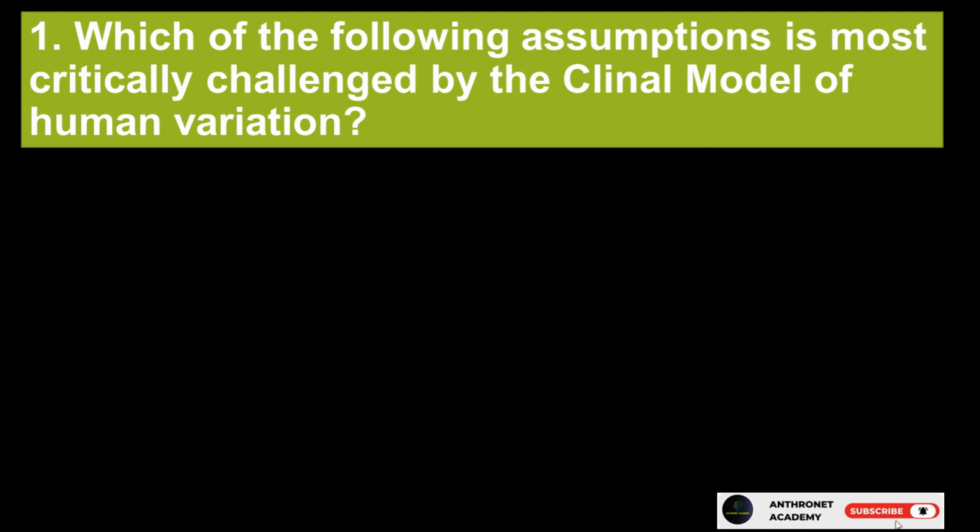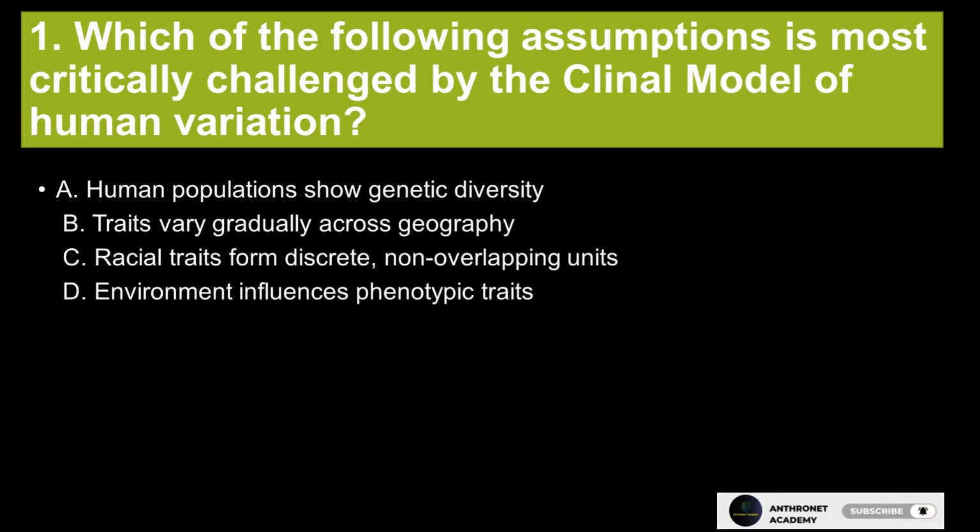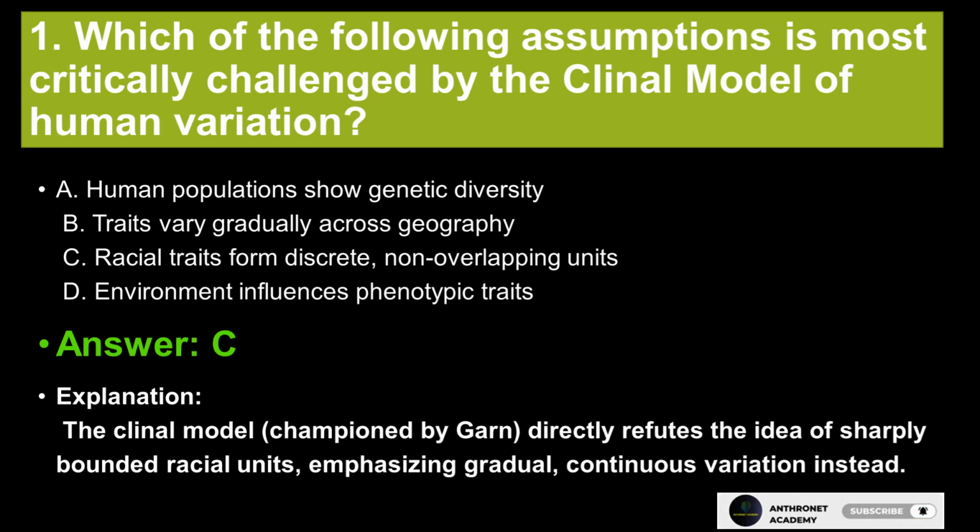Question 1. Which of the following assumptions is most critically challenged by the clinal model of human variation? A. Human populations show genetic diversity. B. Traits vary gradually across geography. C. Racial traits form discrete, non-overlapping units. D. Environment influences phenotypic traits. Answer: C. Explanation. The clinal model, championed by Garn, directly refutes the idea of sharply bounded racial units, emphasizing gradual, continuous variation instead.